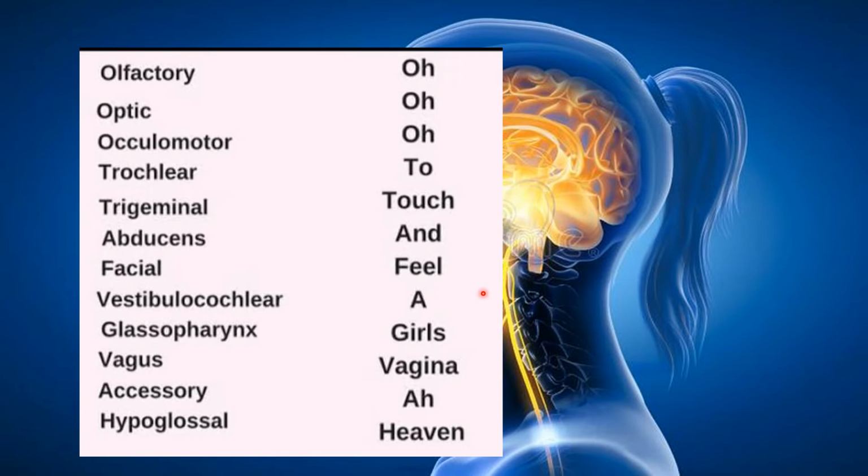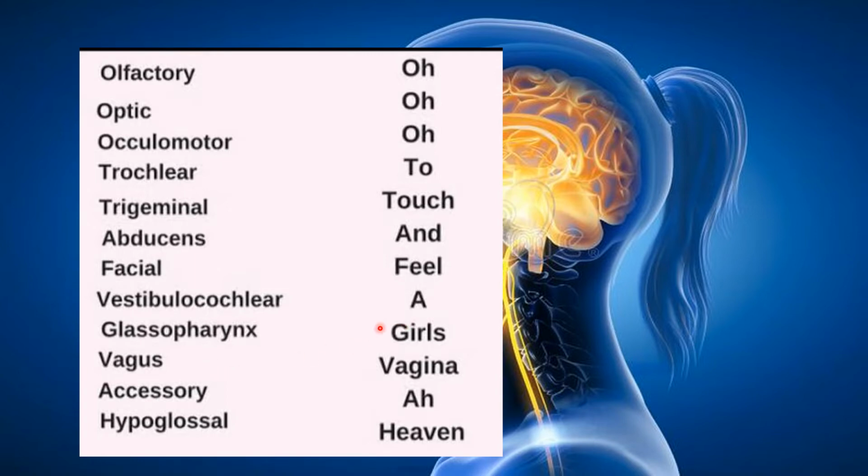Okay, so there are so many ways to remember the 12 cranial nerves. You can do a mnemonic, or you can use this riddle. Okay, O, O, O, to touch and feel a girl's vagina. Heaven. So O means olfactory, optic, oculomotor, trochlear, trigeminal, abducens, facial, vestibulocochlear.